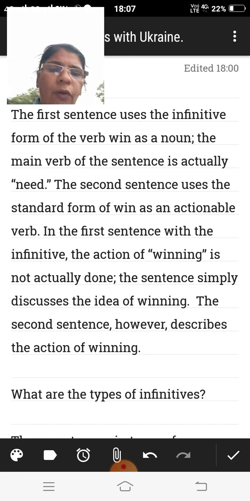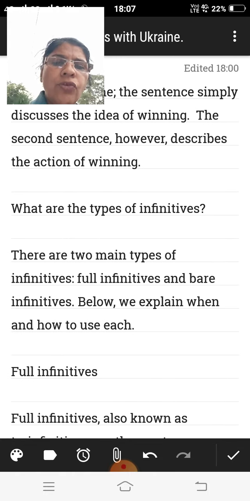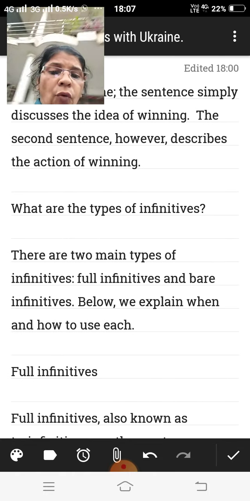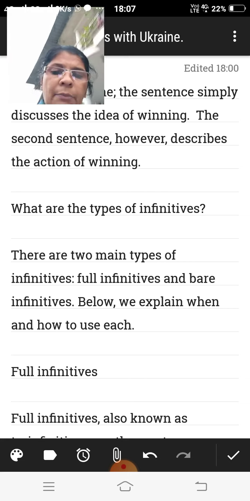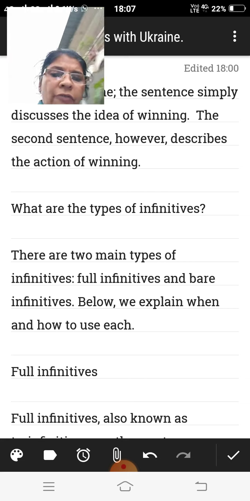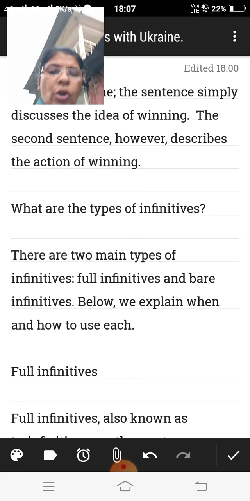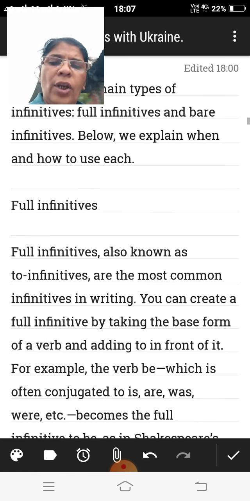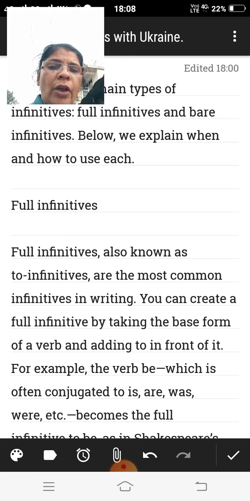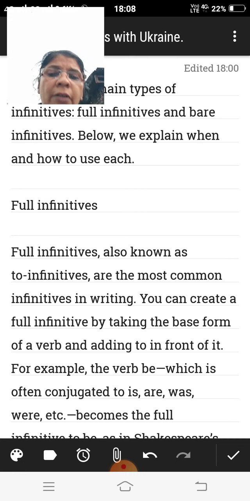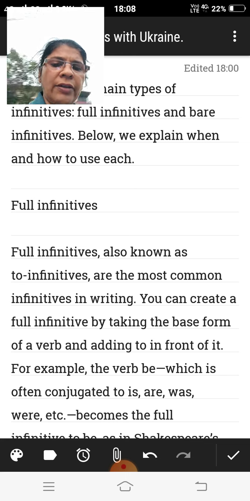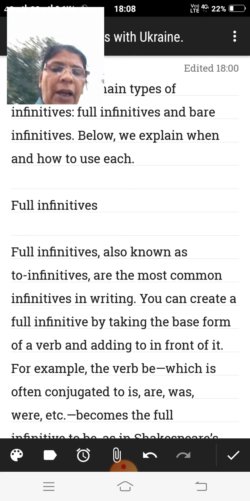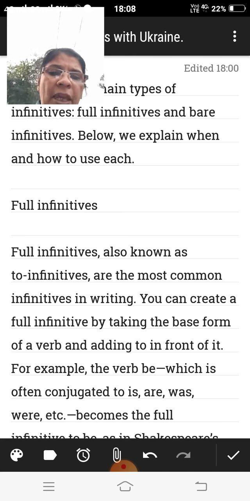What are the types of infinitives? There are two main types of infinitives: full infinitives and bare infinitives. Below, we explain when and how to use each. Full infinitives, also known as to infinitives, are the most common infinitives in writing. You can create a full infinitive by taking the base form of a verb and adding to in front of it.